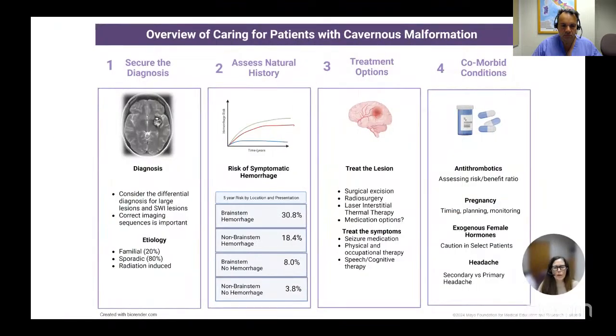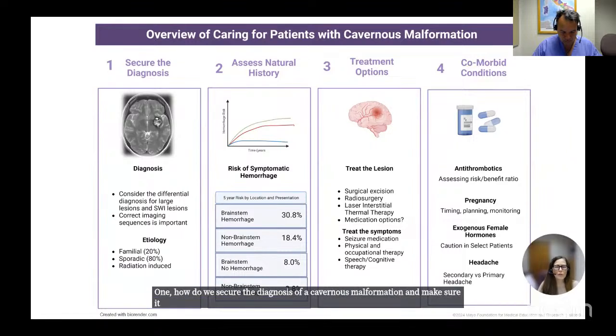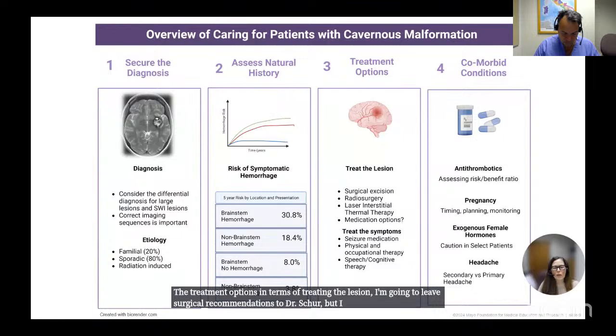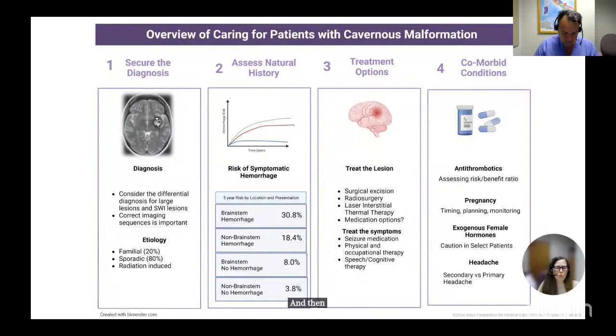So I'm going to talk about, one, how do we secure the diagnosis of a cavernous malformation and make sure it's not something else? Number 2, talk quite a bit about the natural history and some new data. The treatment options in terms of treating the lesion, I'm going to leave surgical recommendations to Dr. Schur, but I'm going to talk about some of the emerging opportunities for treatment, and then finally talk about a few comorbid conditions that often come up in discussion with these patients.